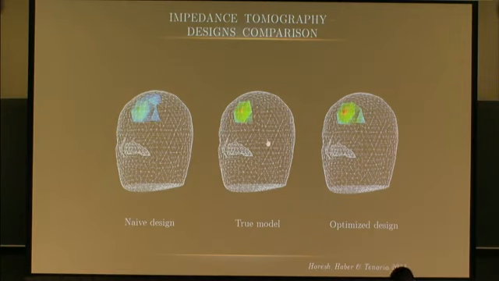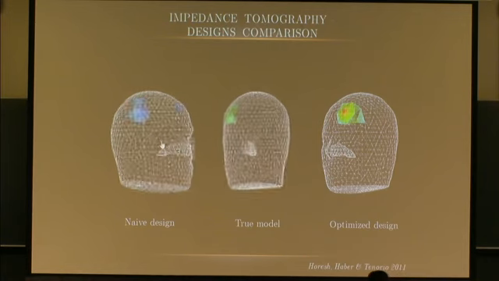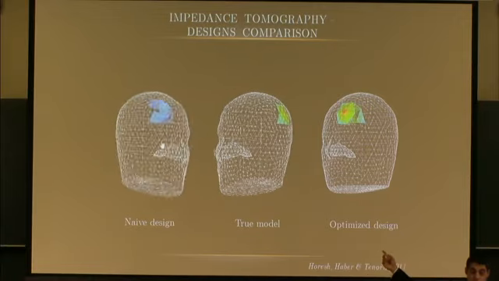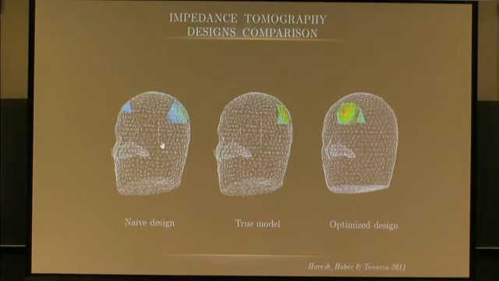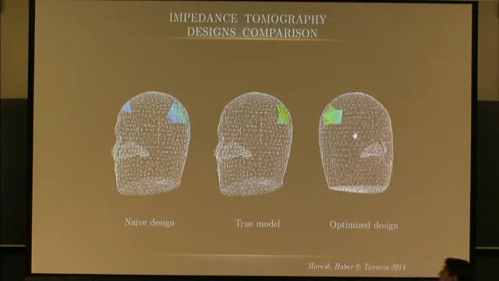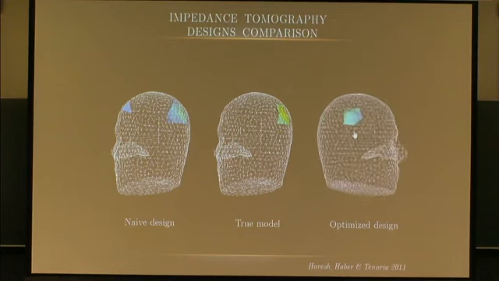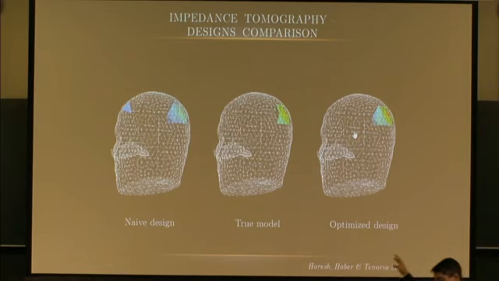So here is the true model itself. Here is a recovery with naive design. You can see this huge artifact at the other side of the head, meaning that this guy would actually have to pay twice to the medical insurance for 2 surgeries, and this is the recovery you can get when you optimize the experimental design. So we can see that making this sort of exercise can be detrimental in some situations.